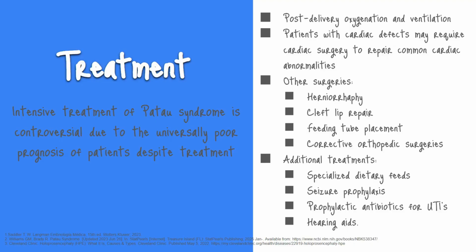Other surgeries may be indicated for common defects: herniorrhaphy, which is hernia repair, cleft lip repair, feeding tube placement, corrective orthopedic surgeries. Additional treatments may be performed, including specialized dietary feeds, seizure prophylaxis, prophylactic antibiotics for urinary tract infections, and the use of hearing aids.